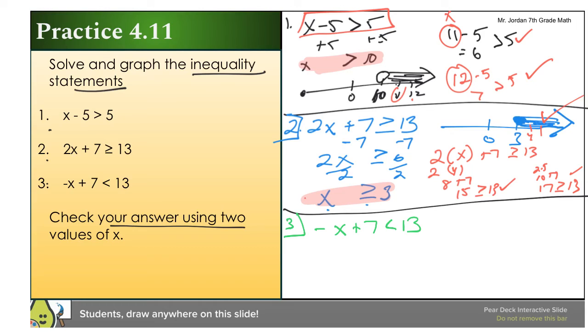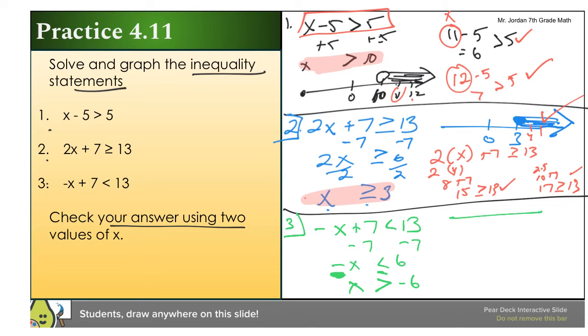The third question, minus x plus 7 is less than 13. First, I have to get rid of the 7, minus 7 on both sides. So I have minus x is less than 6. Now, when I have the negative sign here, I get rid of the negative, put the negative to the other side, so x, negative 6 is now over here, and I have to change the sign. X is larger than 6.